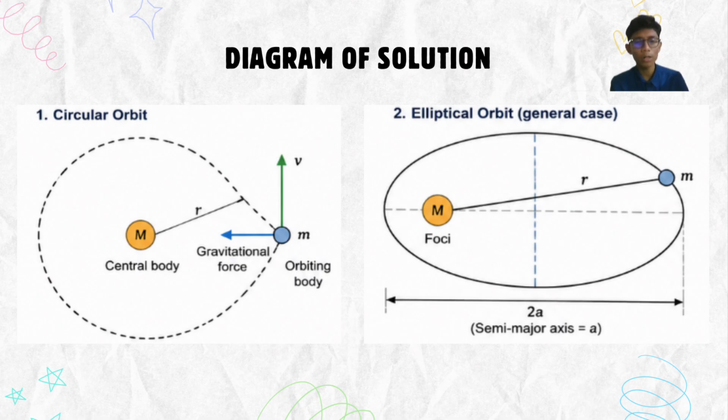Overall, both circular and elliptical orbits are governed by gravitational force. A circular orbit has a constant radius and constant orbital speed. Meanwhile, an elliptical orbit has a varying distance from the central body, causing the object's speed to change throughout its motion according to Kepler's law.